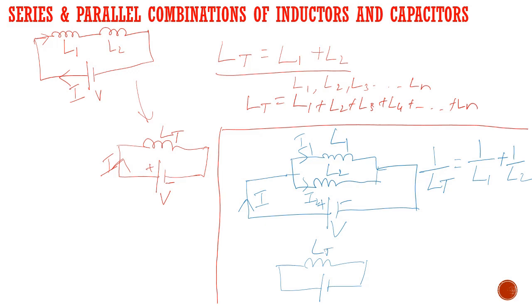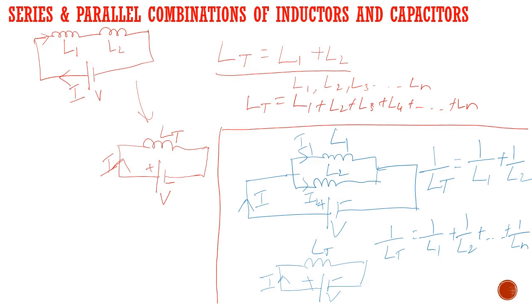This is LT, and this is the current I flowing. This is the supply voltage V applied here. And if we have n number of inductors, then the total inductance LT will be given as 1 by L1 plus 1 by L2 plus so on plus 1 by Ln. This is how we can write the formula for the series and parallel connection of inductors.